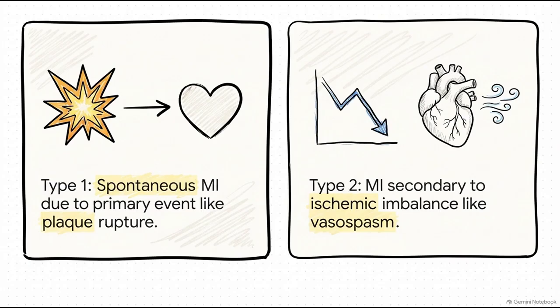A type 2 MI, on the other hand, is completely different. It's secondary to an ischemic imbalance. The coronary arteries might actually be clear of any acute rupture, but something else, like severe anemia, a drop in blood pressure, or a coronary vasospasm, creates this massive mismatch between oxygen supply and demand, and that mismatch is what leads to the cell necrosis we just talked about.